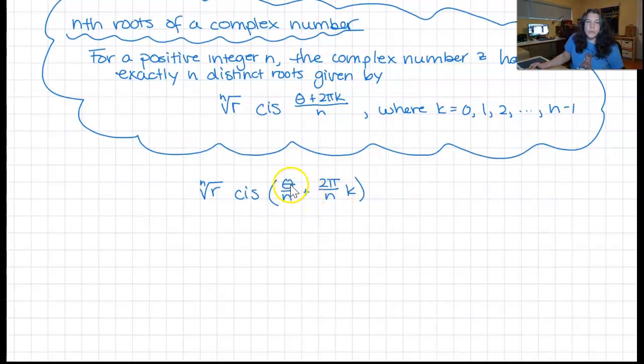What we're going to do is take our given theta, so whatever the theta is for the trig number that we're working with, and divide that by n. That's going to give us our first principal root. And then we're going to add multiples of 2 pi over n. We basically take one rotation around the circle and divide it into n pieces. So let's say we're taking cube roots. That means n is 3. So we're going to start with theta over 3. And then we're going to add multiples of 2 pi over 3 to that. We're going to take 1/3 of a circle and add it each time.